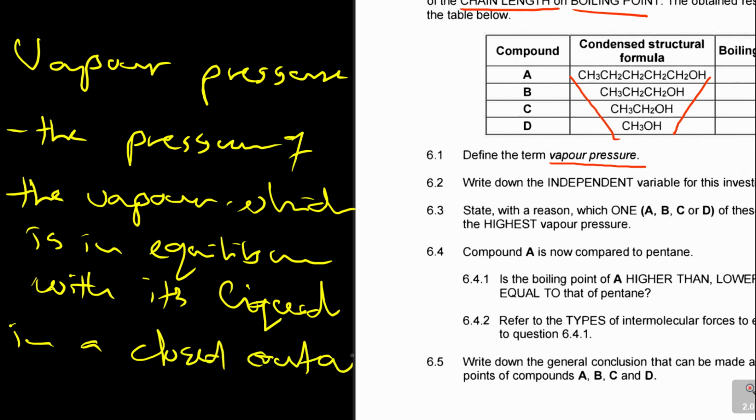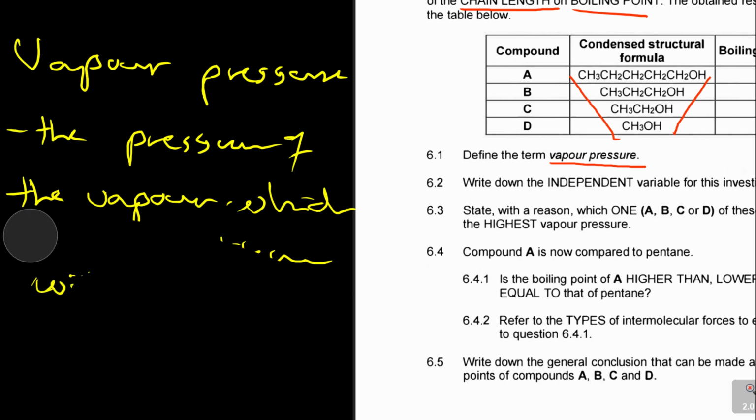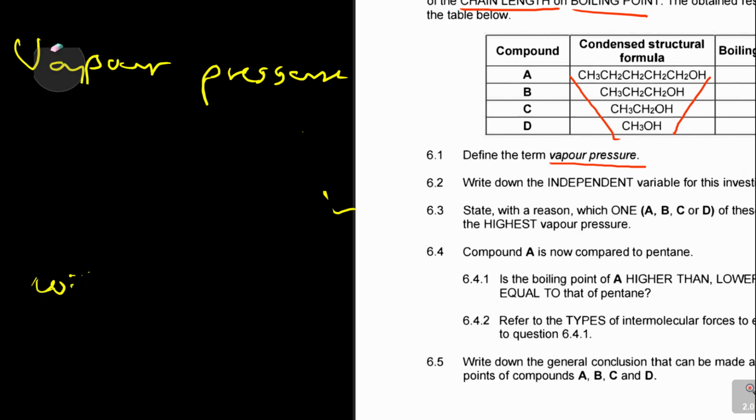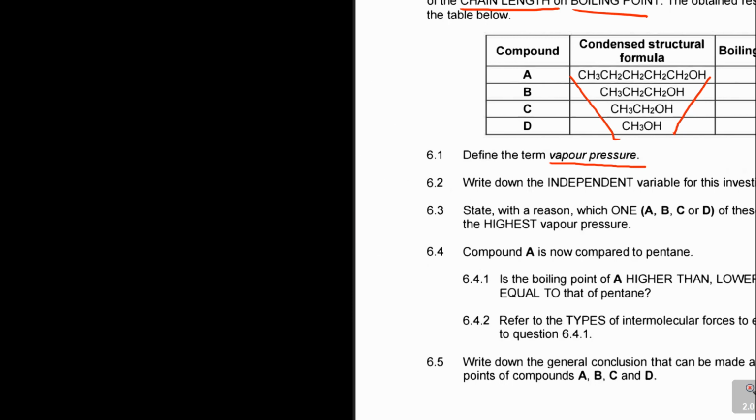But just grab hold of any textbook, get a hold of this vapor pressure. It's the pressure of the vapor which is in equilibrium with its liquid. So the vapor and the liquid will be existing in a closed container. When you're measuring there, you'll be measuring the vapor pressure. Alright, next question. What are they saying here?